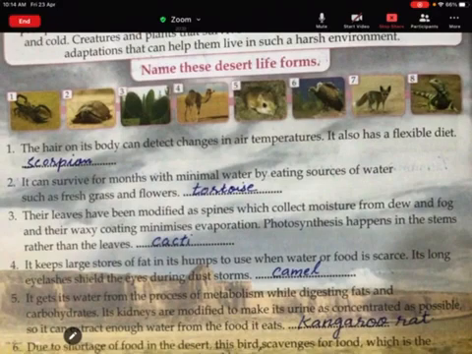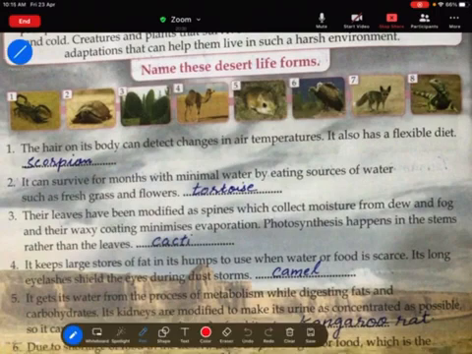See the first one, scorpion. The hair on its body can detect changes in air temperatures. It also has a flexible diet, that is, scorpion. It can survive for months with minimal water by eating sources of water, such as fresh grass and flowers, that is, tortoise. It can survive for months with a very small amount of water, that is, tortoise. Tortoise, you learned in the first chapter also.